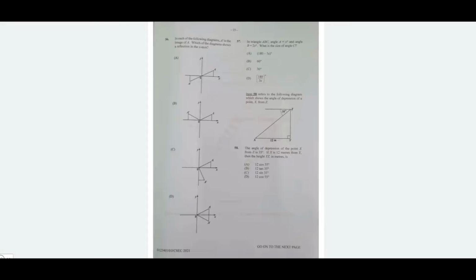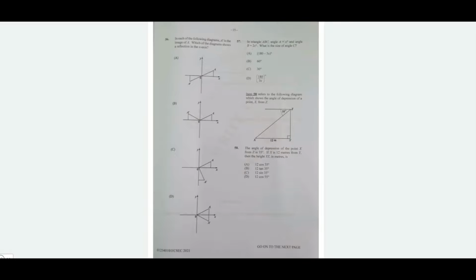Alright, as I said earlier, we have some visibility issues with this paper, but it's okay. We're working with it for now. So number 56. In each of the following diagrams, A prime is the image of A. Which of the diagrams shows a reflection in the x-axis?